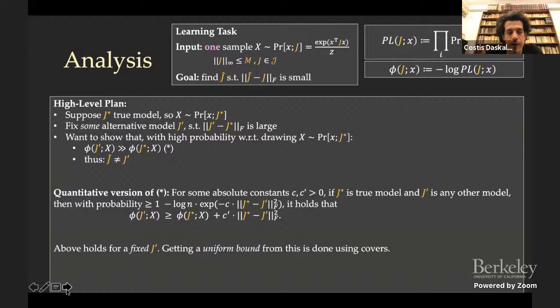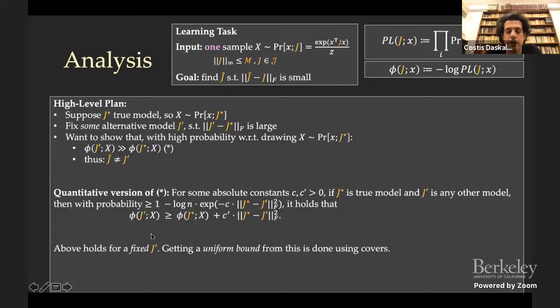Of course, the way I've stated it, this guarantee holds for a fixed J prime, but I want it for all J primes. Going from this bound to a uniform bound for all J primes that are far is just where you use covers. So going from a fixed J prime to all J primes that are far is not the core of the argument. The core of the argument is proving that for a fixed J prime that is far from the truth, this is going to hold with high probability.